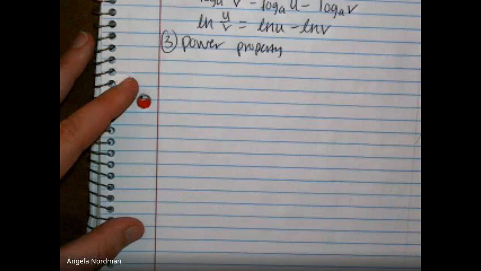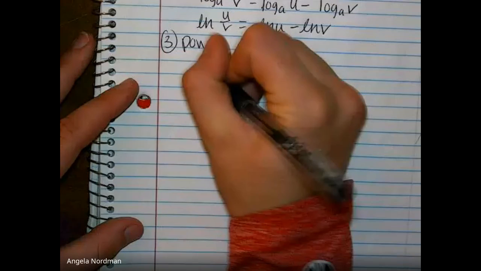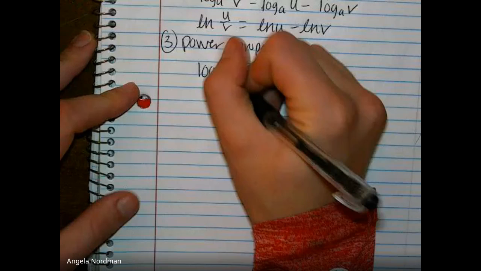The power property is going to allow us to manipulate exponents. Let's say I have log base A of U to the n power.